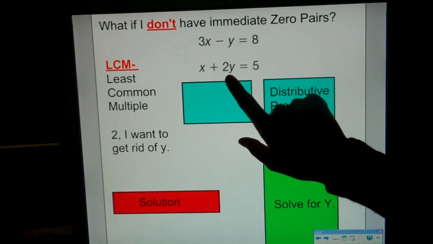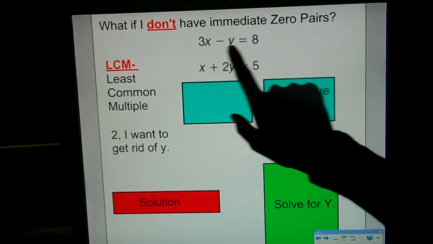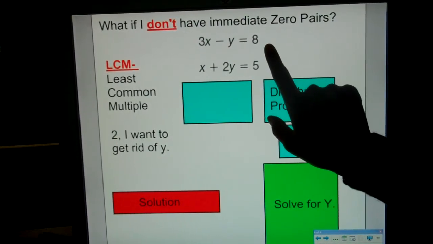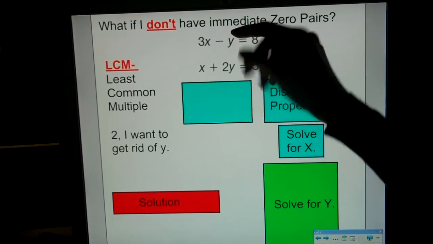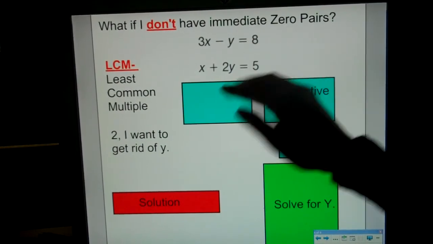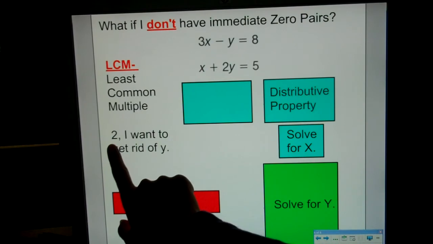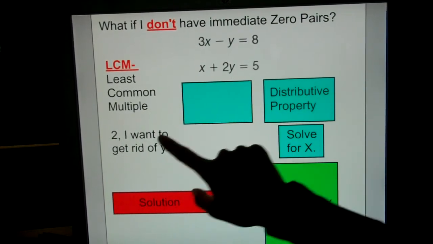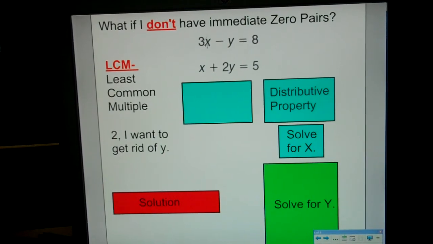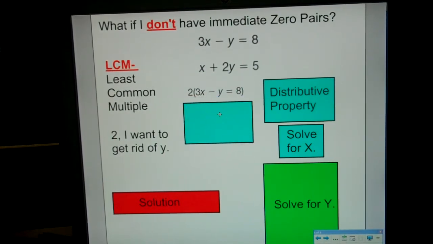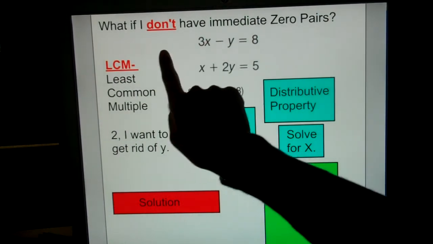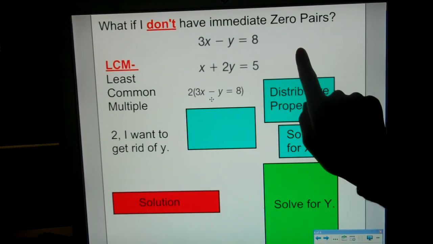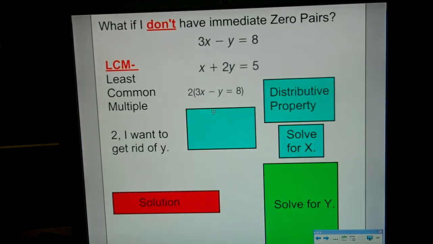So if this is positive 2y, what would I have to multiply this whole first equation by to get a negative 2y so that these can cancel? And that's where our 2 comes in. I can multiply this entire first equation by 2, which is what I have done here. Now you do it just to the first equation, but if you do it to the first equation, it's everything in that equation. I'm going to show you that in just a moment.